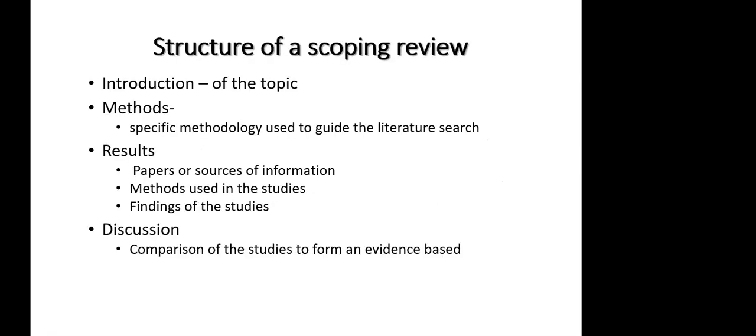So the structure of a scoping review paper would be the same as the structure of any other research, which would be the introduction, methods, results, and the discussion. In this case, the introduction would be the introduction of your topic, which would be methylation and colon cancer. The methods is everything that we would have done up until now in terms of searching for the papers. That's the methods of our study.